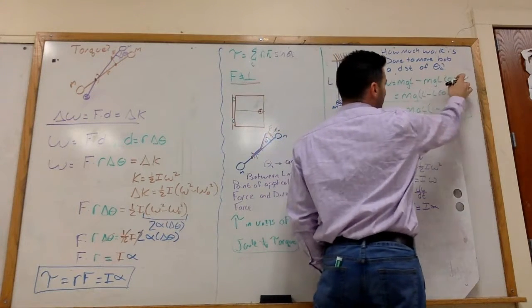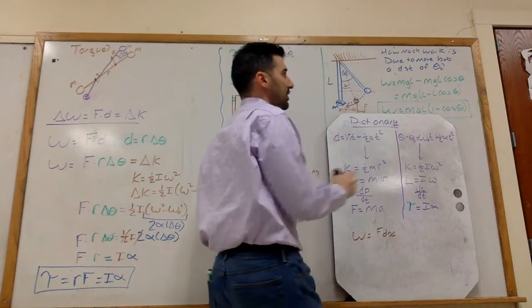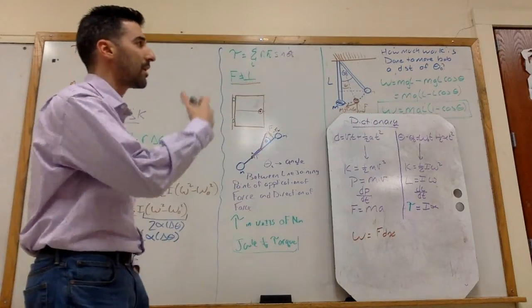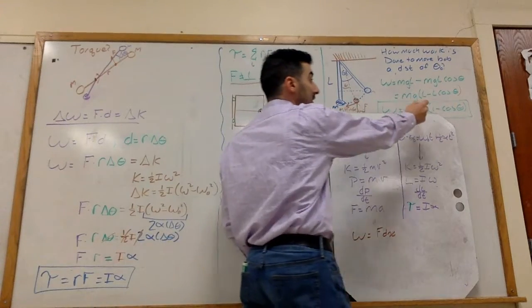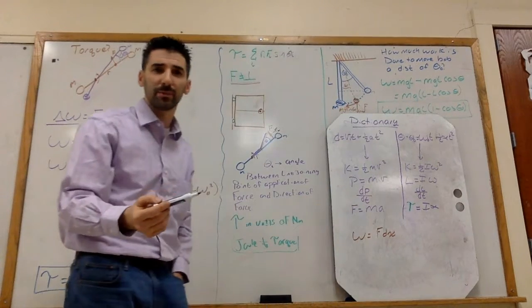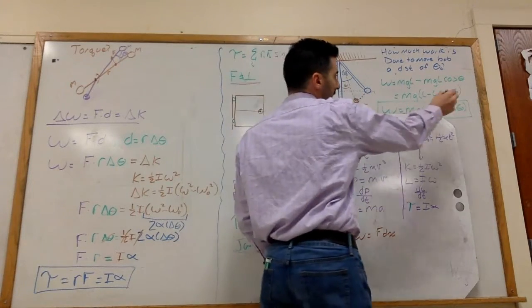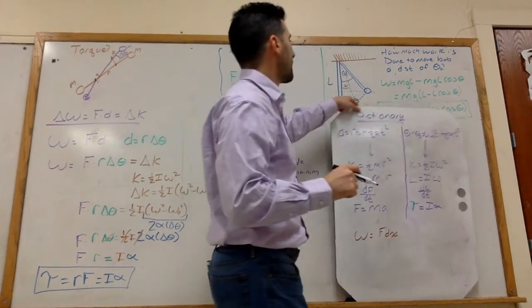mgL minus mgL cosine theta, I can factor out an mg. I have mg times L minus L cosine theta, take that whole thing out, and now I have the work done, which is my change in gravitational potential energy, mgL times 1 minus cosine theta.